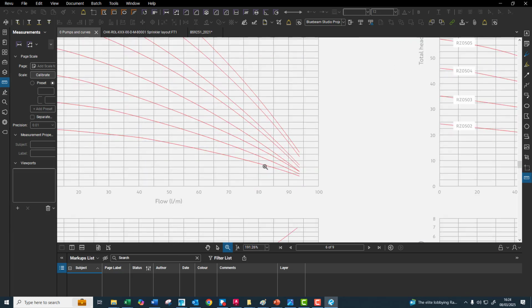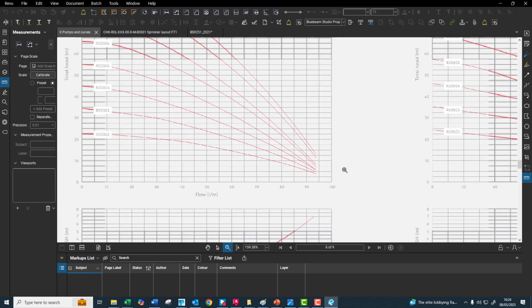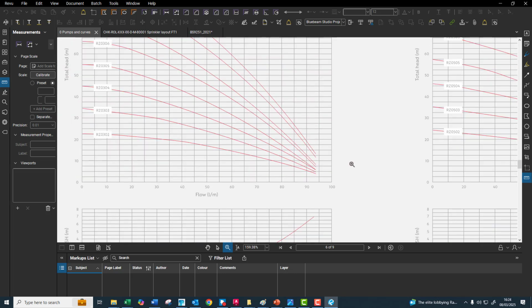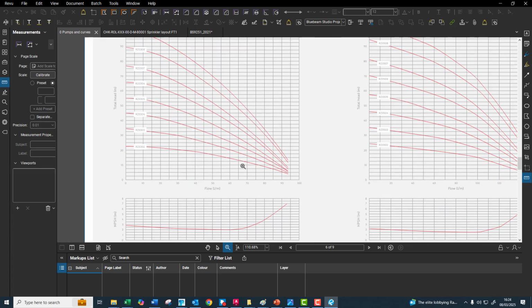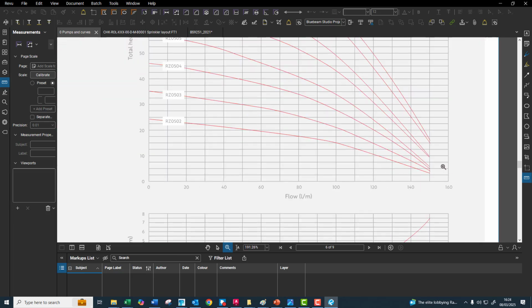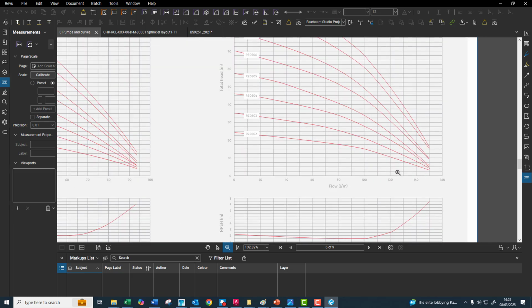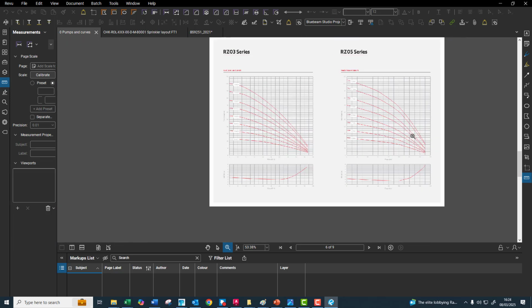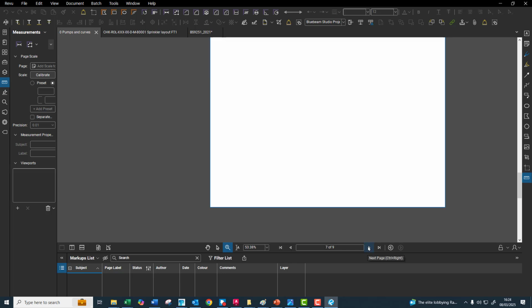So if we take the commercial into account, we're looking at 250 litres a minute for that. That's not going to work. That pump's not going to work. Look at that one. That one would work for the flow, but if you look at 120 litres a minute, it can only deal with 10 metres head, and we've got 42. So that pump's out of the question. Next page.